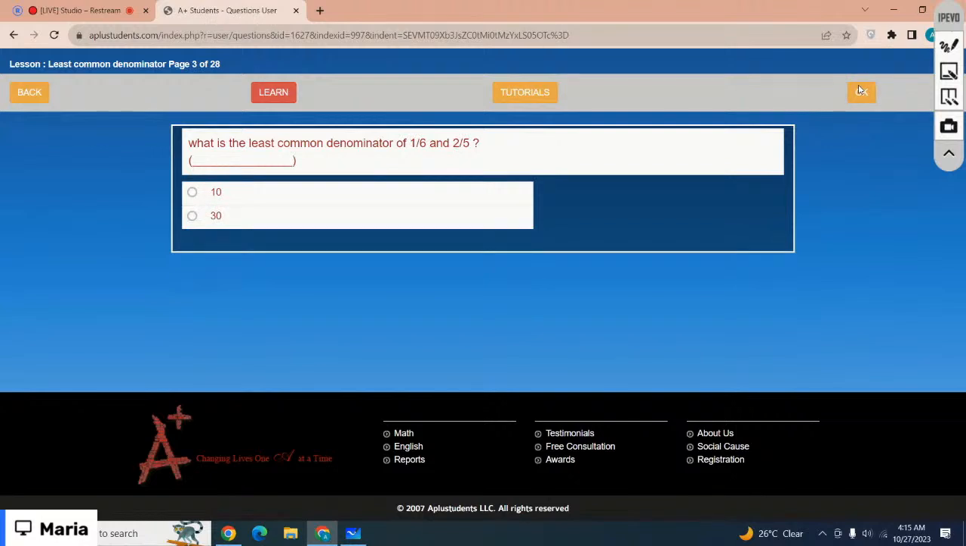Okay, what is the least common multiple of 6 and 5? Which is the correct option? 10 or 30? Write down the multiples of 5 and 6 and let me know which is the correct option. 30 is the least common multiple, right? You have to do 5 times 6, so that is 30.